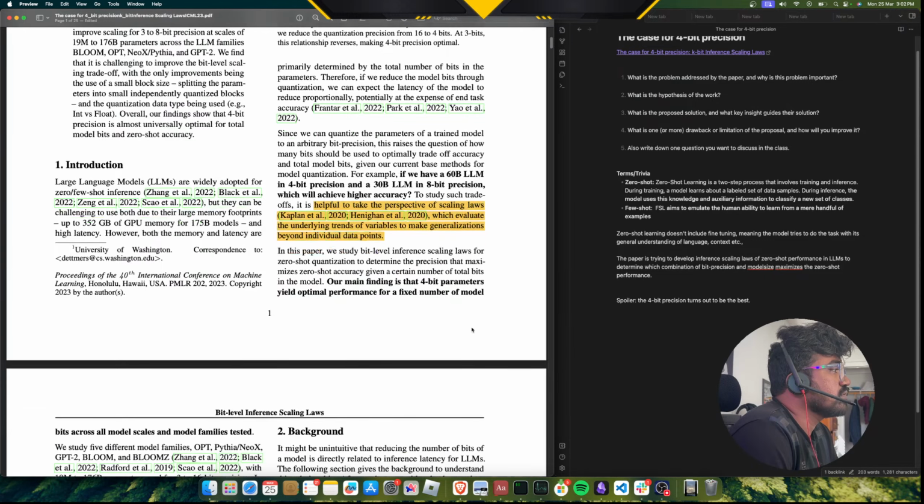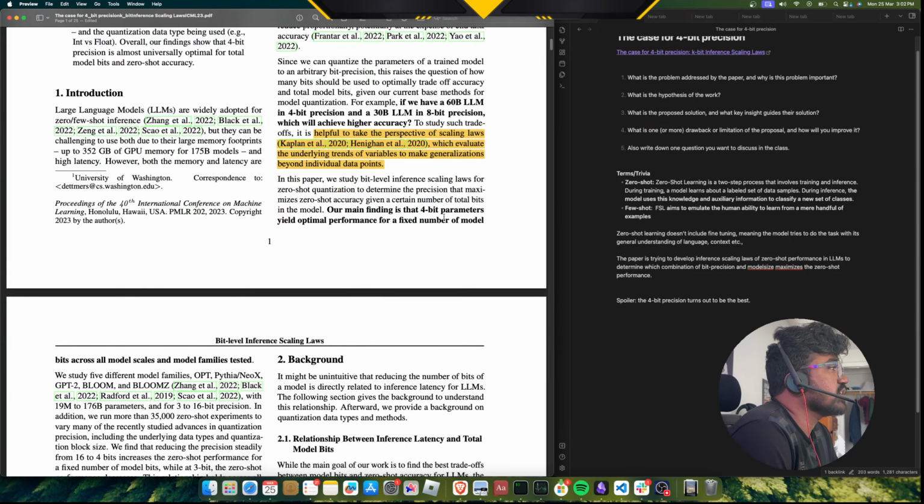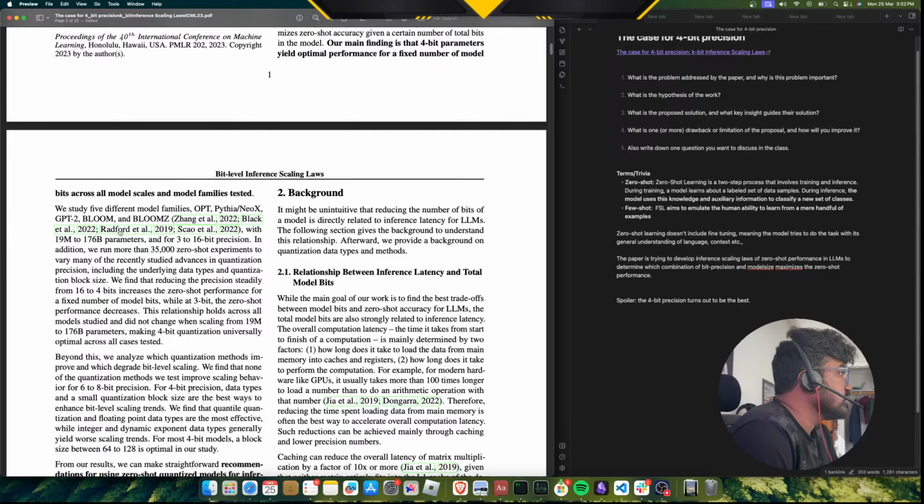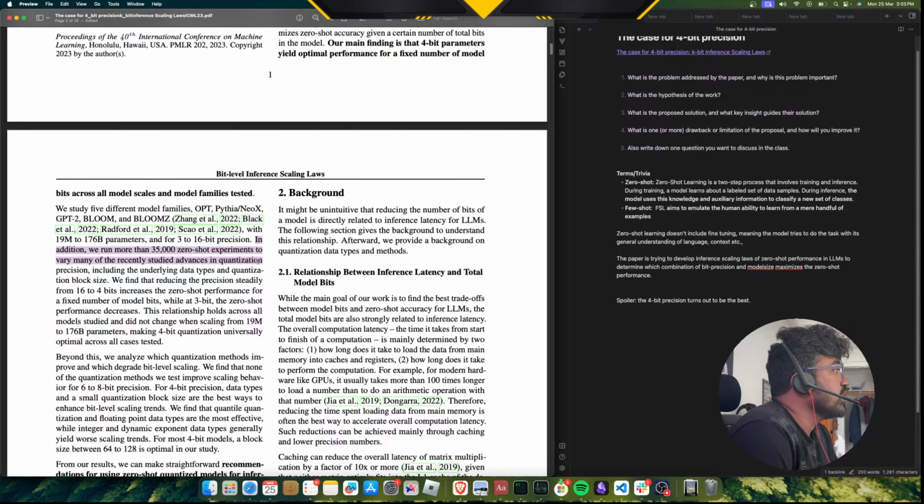Our main finding is that 4-bit parameters yield optimal performance. We study 5 different model families: OPT, Pythia, NeoX, GPT-2, and Bloom-Z, with 19 million to 176 billion parameters and for 3 to 16 bit precision. In addition, we run more than 35,000 zero-shot experiments to vary many of the recently studied advances in quantization, including the underlying data types and quantization block size.